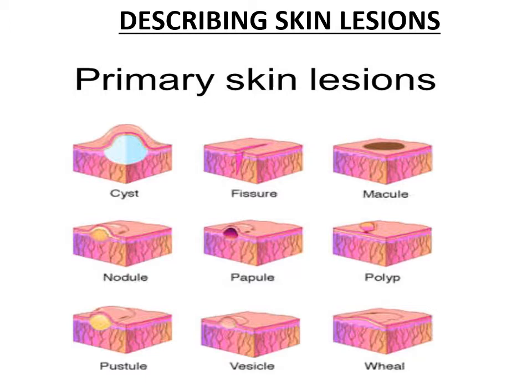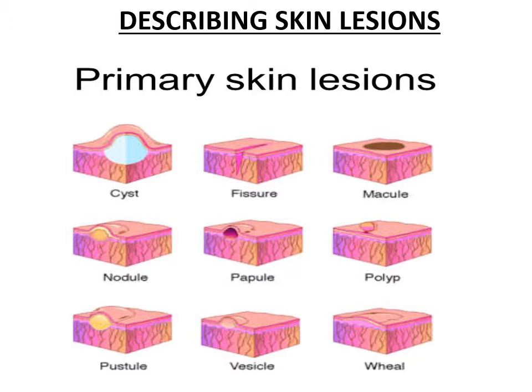Okay, a nodule. So a nodule is a lesion that's raised above the level of the skin. And what's the difference between a nodule and a papule? Papules are usually just smaller. Okay, so a nodule is usually greater than 1 centimeter around, and a papule is usually less than 1 centimeter around. So it's really just the size of it.